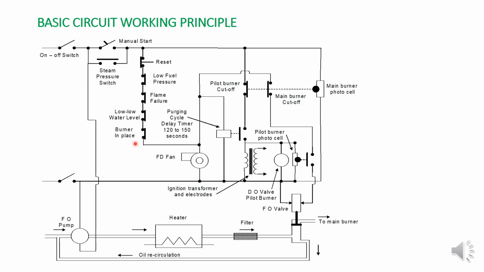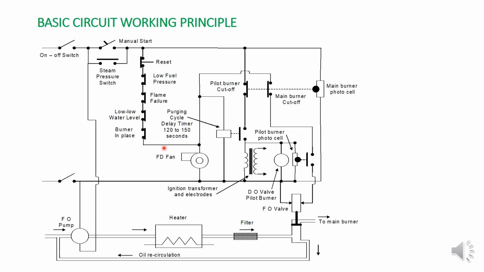So what is the next safety interlock? Burner in place. If your burner is not properly in place, as we discussed earlier, there is a small limit switch. If the burner is placed properly on the boiler, this limit switch will close this contact. Okay, if the burner is not in place, this will open, so power will not transfer.